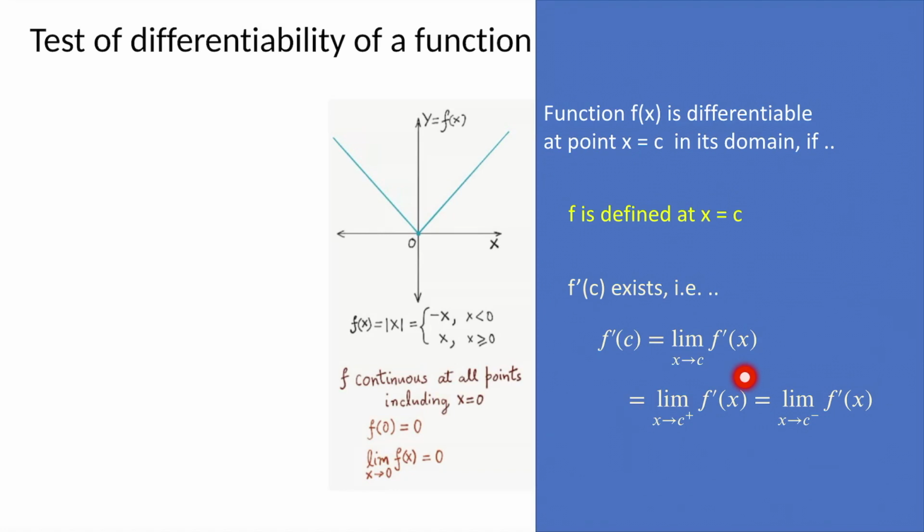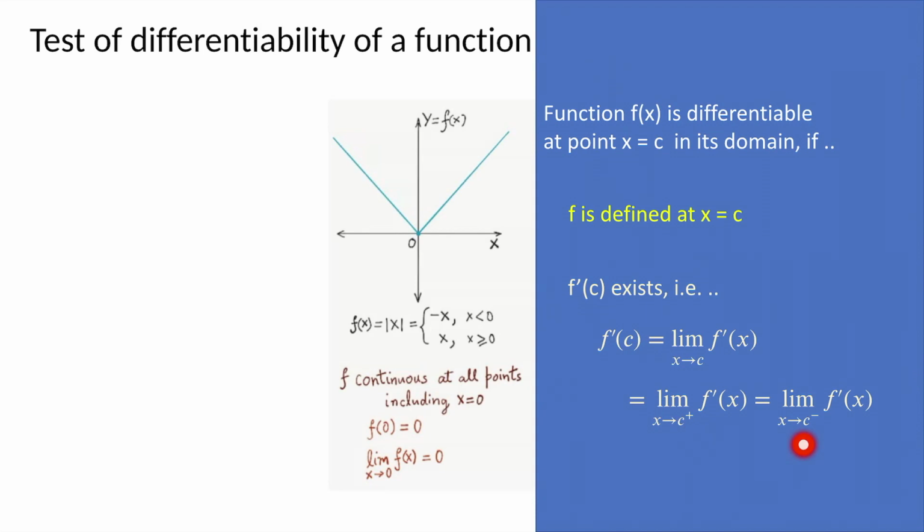These are the limits of the derivative of f with respect to x as we approach c from the right hand side and from the left hand side. So when we approach c from the right hand side, think of values on x axis slightly more than c, but very close to c. We write that as x tends to c plus.